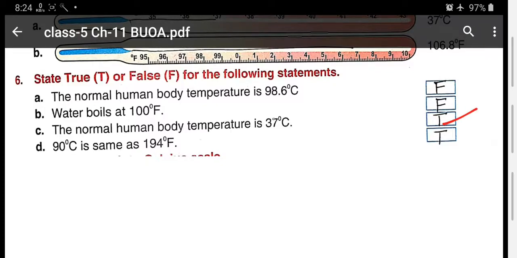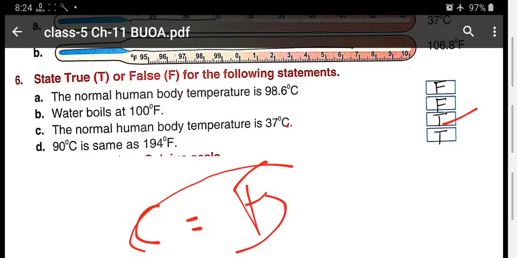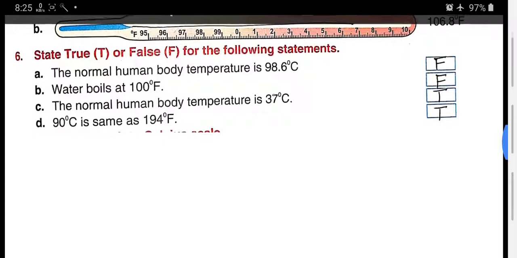And 90 degrees Celsius is the same as 194 degrees Fahrenheit. When you convert with the help of the formula, I told you how to convert Celsius into Fahrenheit, you will get both values the same. So your answer is true.